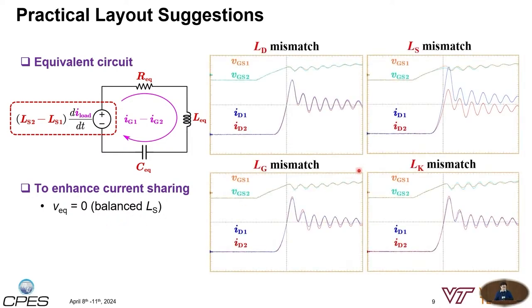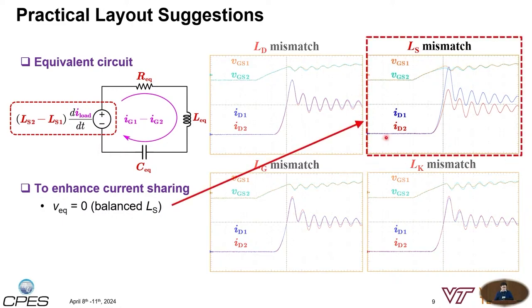And I want to show 4 different waveforms on the right-hand side. They are the drain mismatch only, source mismatch only, and the bottom 2 are the gate and Kelvin source mismatch only, respectively. But you can see that only when the source mismatch appears in the circuit, you will have a very unbalanced dynamic current sharing among the 2 parallel MOSFETs. While with the drain, gate, and Kelvin source mismatches, the currents are very balanced, even though they have mismatches of around 16 nanohenry in each case.